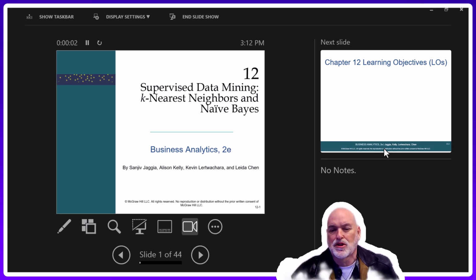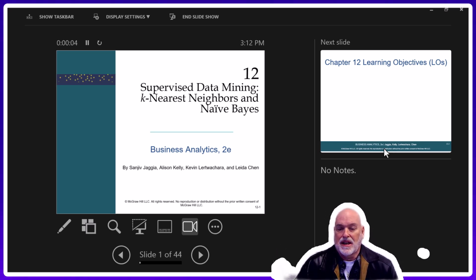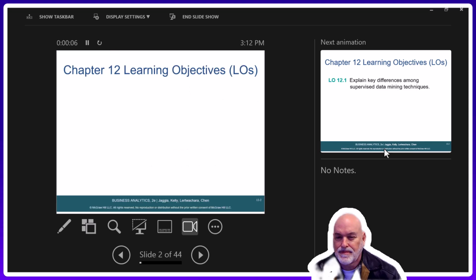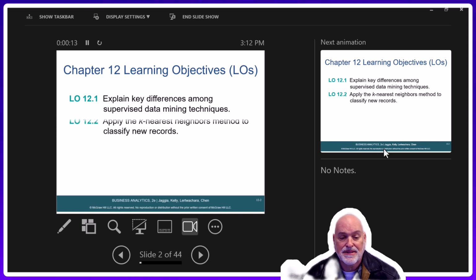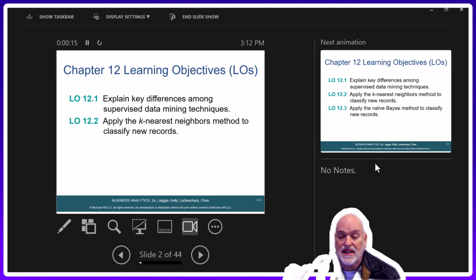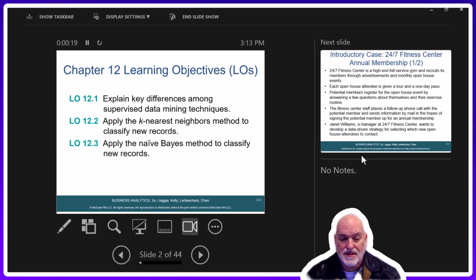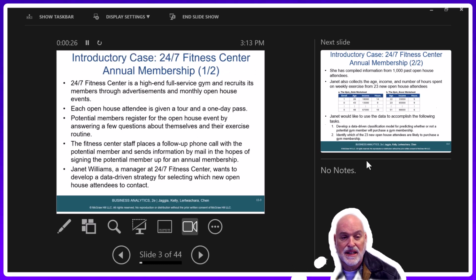Okay, this is Chapter 12, Supervised Data Mining. Our learning objectives: explain key differences among supervised data mining techniques, apply the k-nearest neighbors method to classify new records, apply the naive Bayes method to classify new records, and let's get started. This is the introductory case, 24/7 Fitness Center, annual membership.